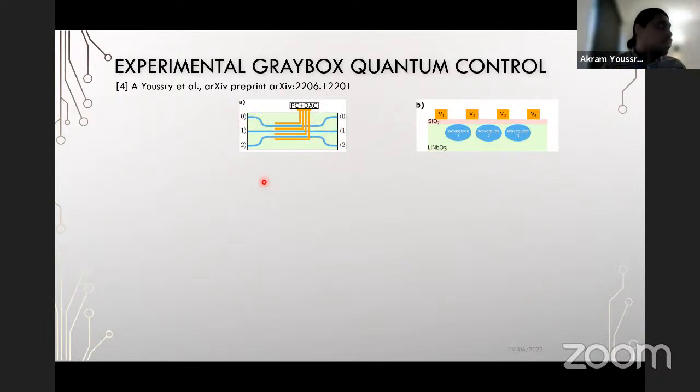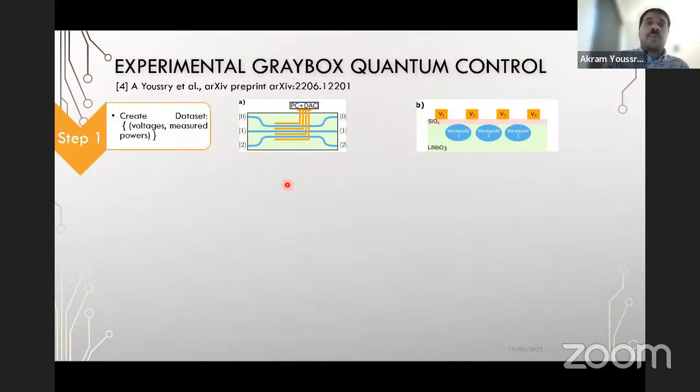So the problem was that we wanted to characterize this device, because the models that are usually used in the literature in photonics were not matching the experimental results, the experimental characterization. So we did the idea of the Graybox. So we designed the Graybox, and the protocol for training a Graybox goes as follows.